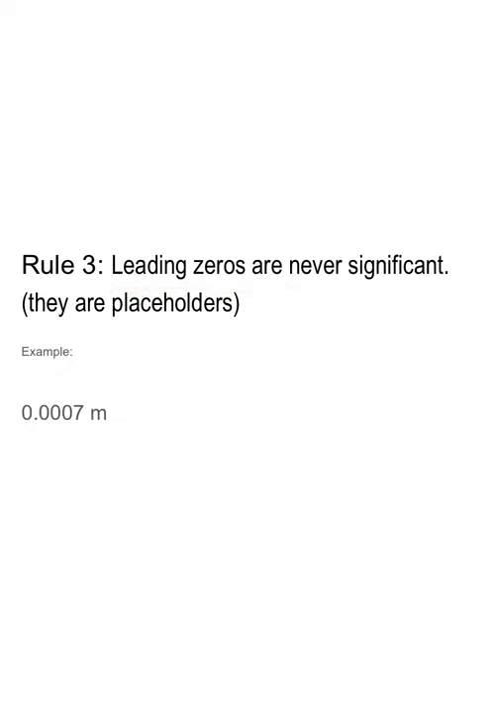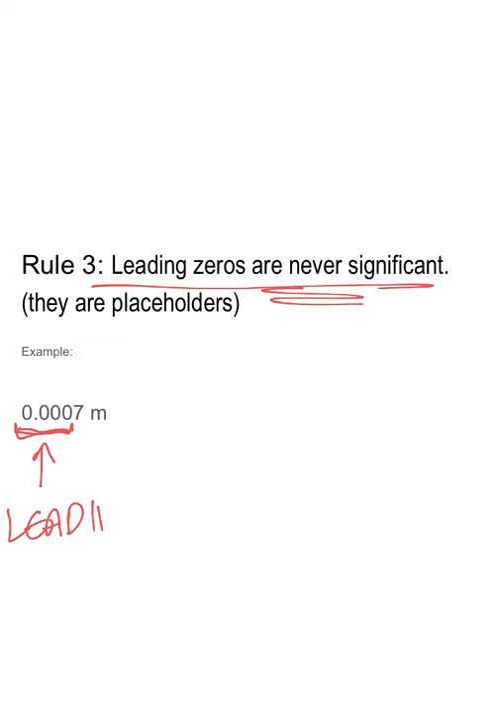Our next rule says that leading zeros are never significant. I'm sorry, this is the same rule that we just did. This is just another example. They're never, ever, ever significant. And what we see here is that we have leading zeros that are holding the place of the 7 in our measurement 0.0007 meters. These zeros are leading zeros, and leading zeros are never significant. So here we have the 7, it's a non-zero number, so we have one significant figure.